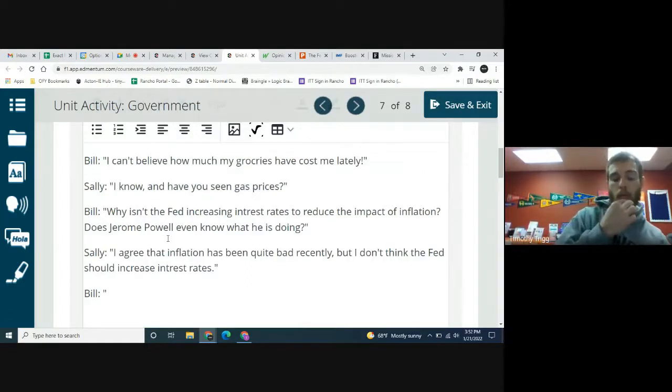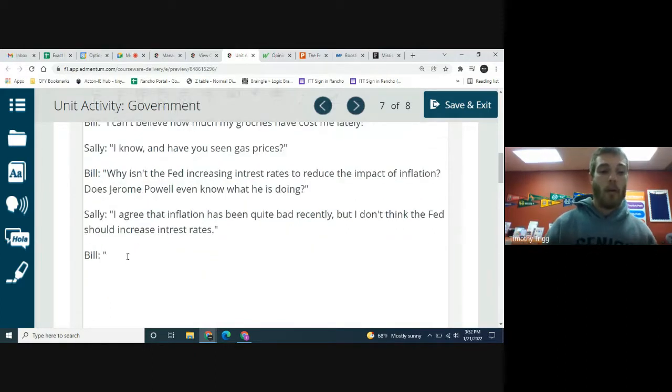Now we're going to talk about some of the reasons why Bill might feel that interest rates should go up, and Sally's going to express why she feels that interest rates should stay low or go lower. Bill's main points are going to be from the articles that we looked at, problems with inflation.